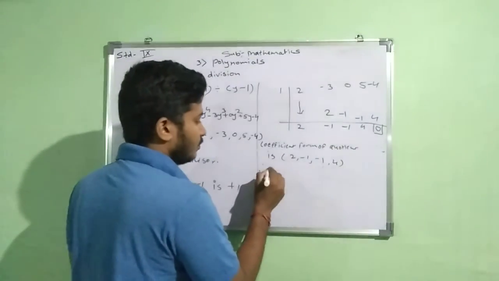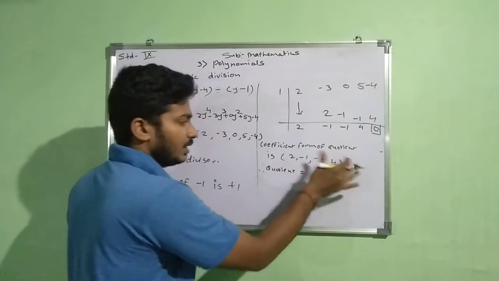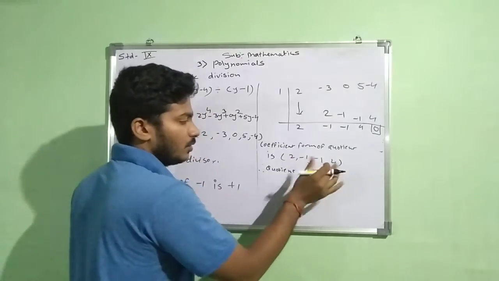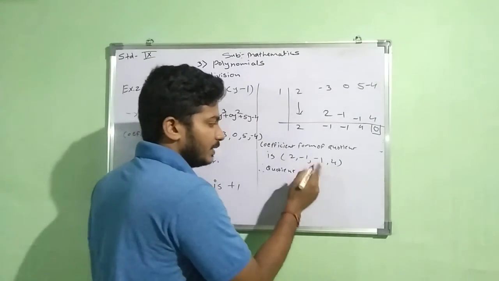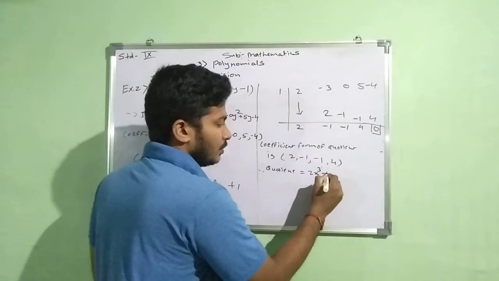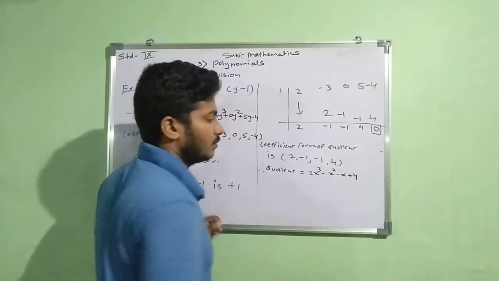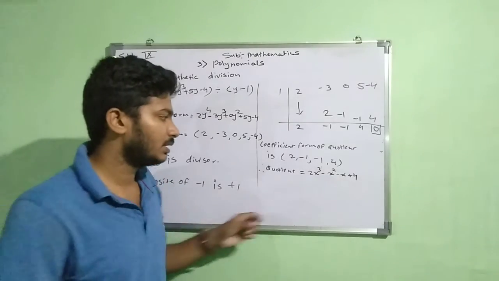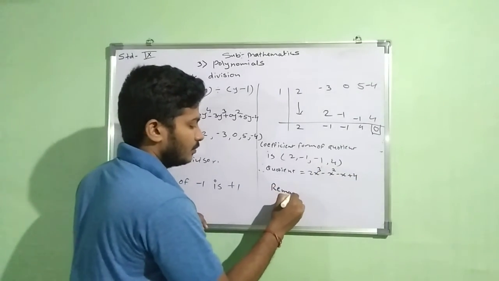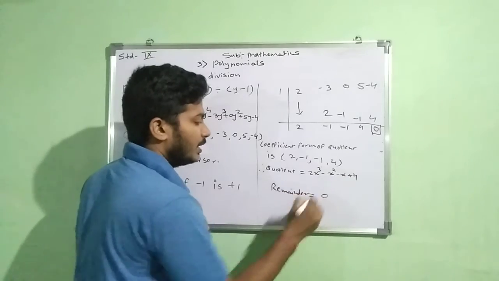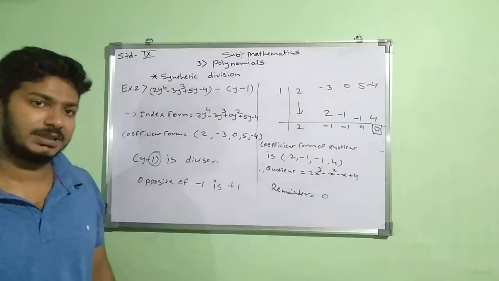Therefore, we can write that quotient in index form. We have 4 terms, that means the degree of that polynomial will be 3. So 2x cube minus x square minus x plus 4 will be our quotient, and the remainder, the last term, is 0. So this is how we have to solve the example by using the synthetic division method.